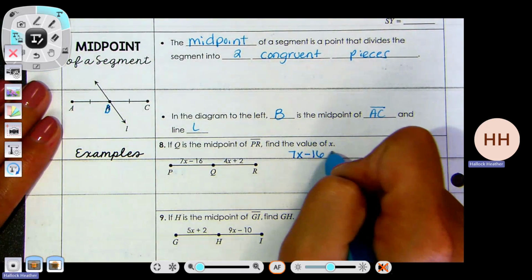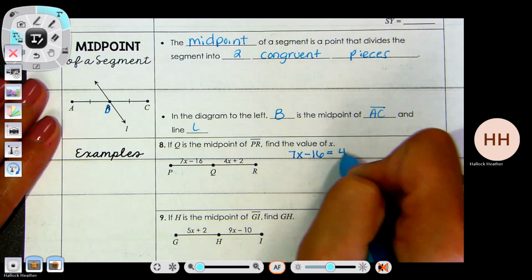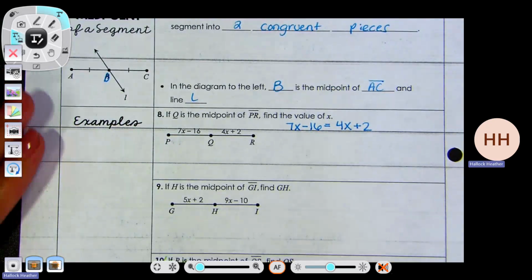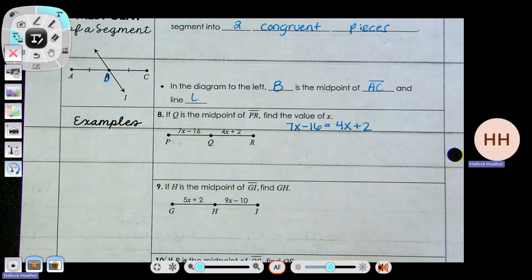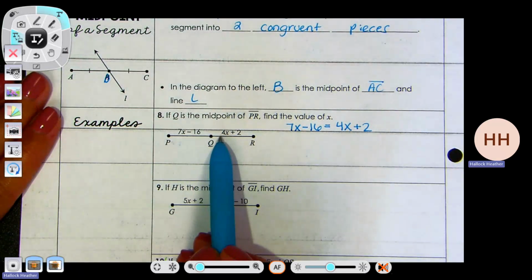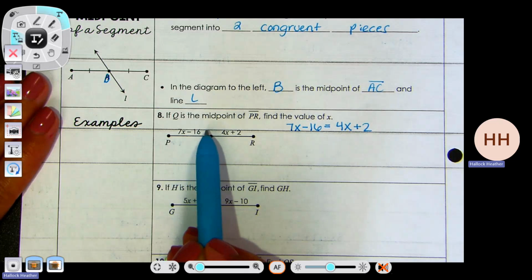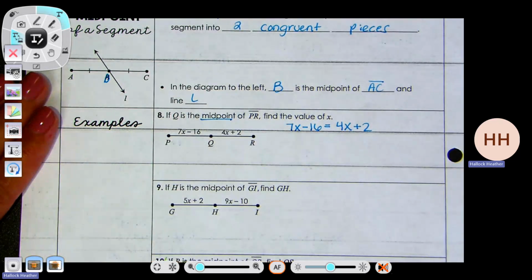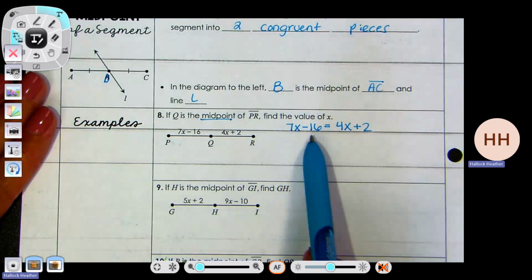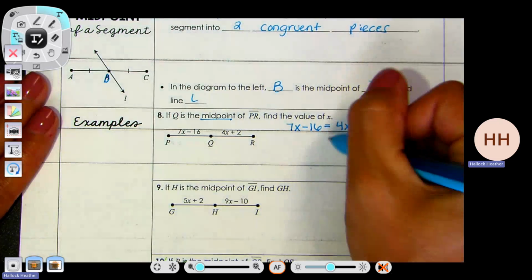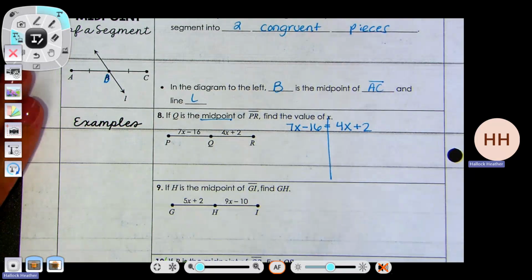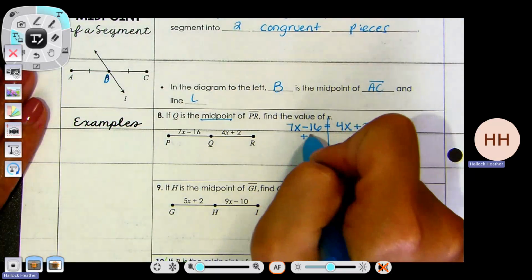Beautiful. Because I know that they're equal to each other, I can set them equal to each other because they're congruent, because they're the same. So literally my equation is already set up for me. I just put an equal sign between them. Anytime it says it's a midpoint, it means it's in the middle, so I can set them equal to each other. I'm going to draw my little line. And then I'm going to move the 16 to the other side to get rid of that minus sign. So I'm going to add 16.